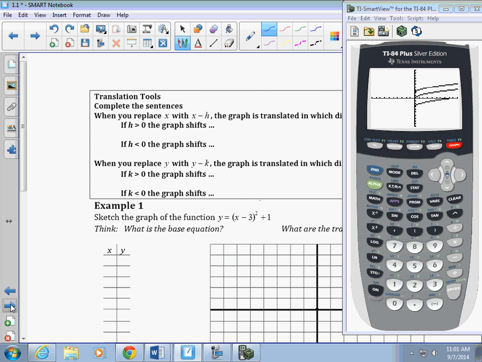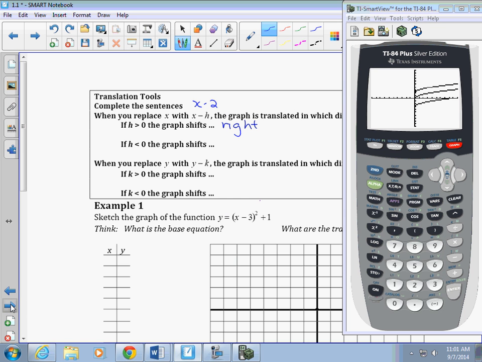When you replace x with x minus h, the graph is translated in which direction? So if h is greater than 0, or positive, then the graph moves to the right. This is where some people get a little bit confused. You're replacing into the x minus h, so say if I said it was a 2, then I would have x minus 2. So that means the graph moves to the right 2.